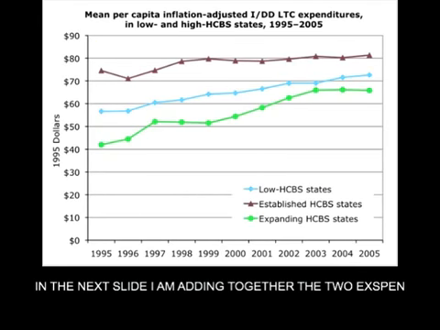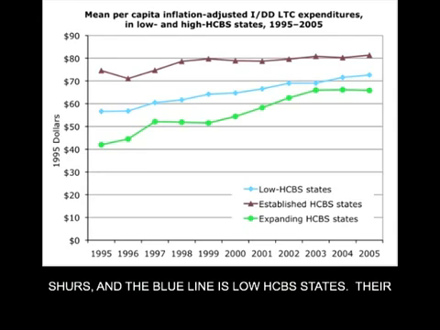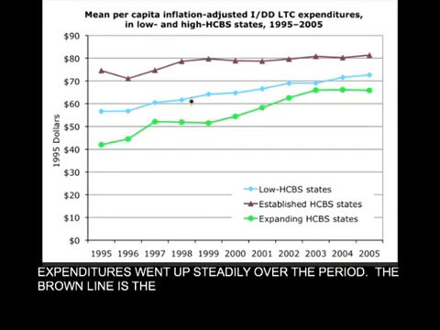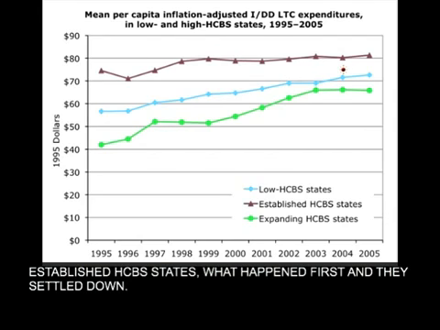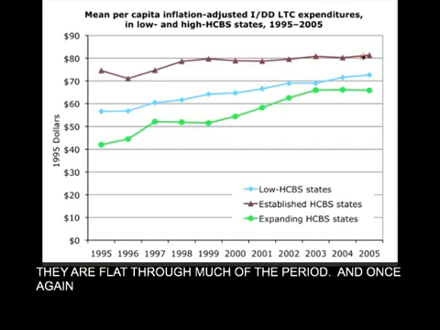Okay, on the next slide, I'm adding together the two expenditures, ICFMR and IDD waivers. And again, the blue line is low HCBS states. Their expenditures went up steadily over the period. The brown line is the established HCBS states. They went up at first, but then they settled down. They're the only group to kind of settle down and be flat through much of this period.